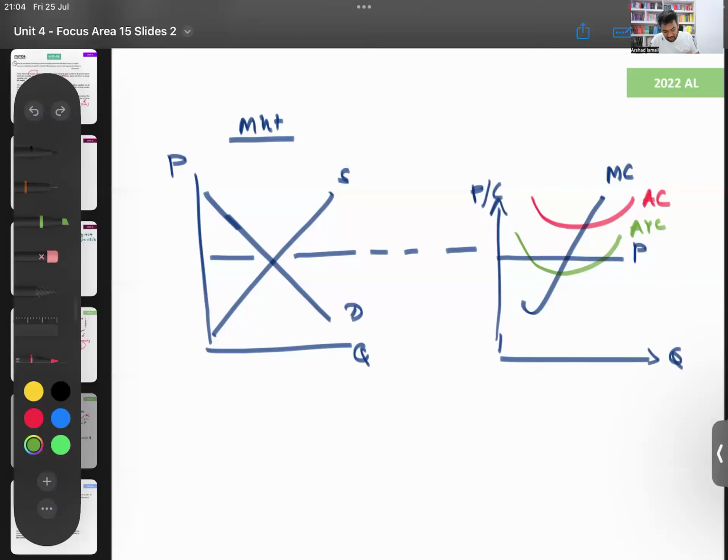So this is your average cost, right? This is your average cost. This is your price. This is your average variable cost. This is your MR equals MC, profit maximizing level. This is your diagram for 5 marks.